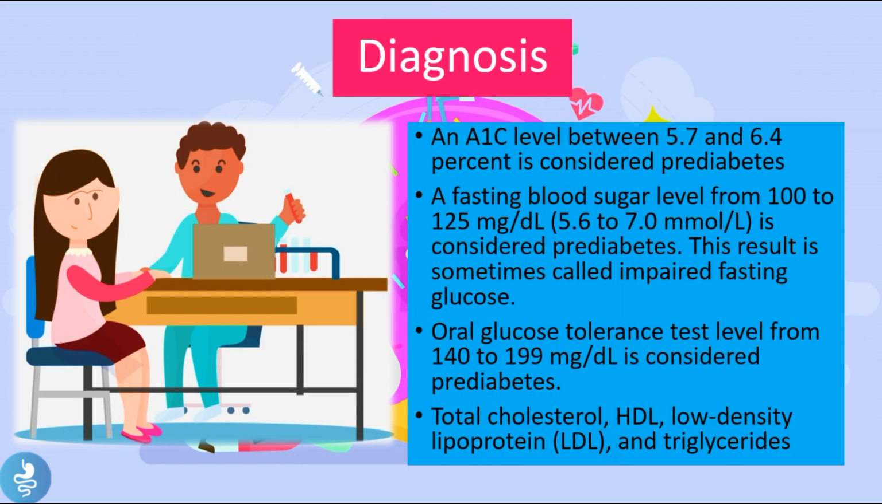So some points to remember in the diagnosis of prediabetes are an A1C level between 5.7 and 6.4, a fasting blood sugar level from 100 to 125 milligrams per deciliter, and an oral glucose tolerance test result ranging from 140 to 199 milligrams per deciliter. We can also do a cholesterol check to help us in the diagnosis because usually these patients suffer from hypercholesterolemia.